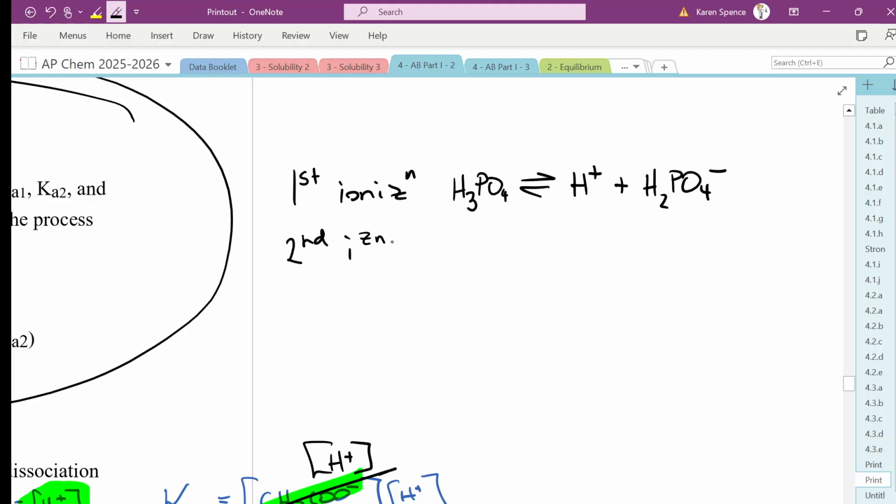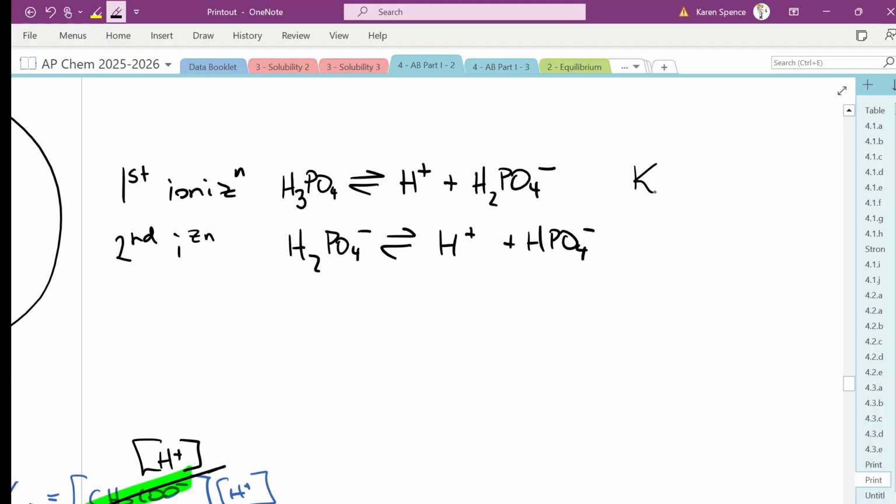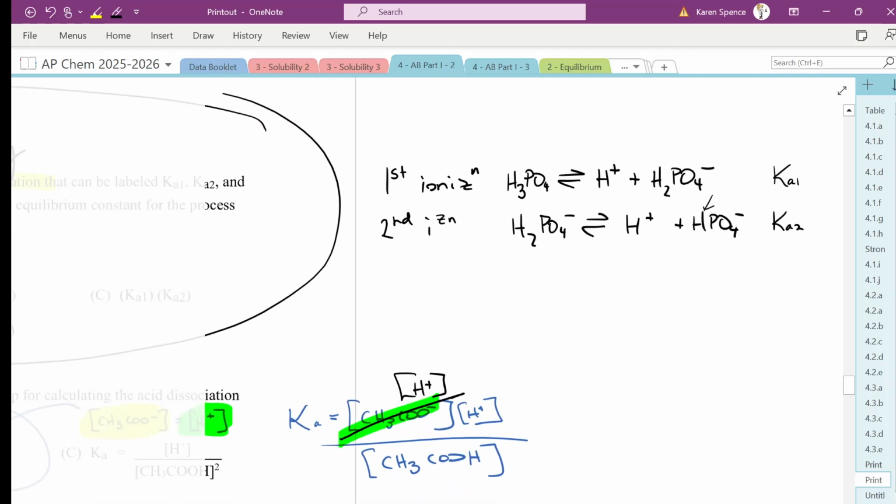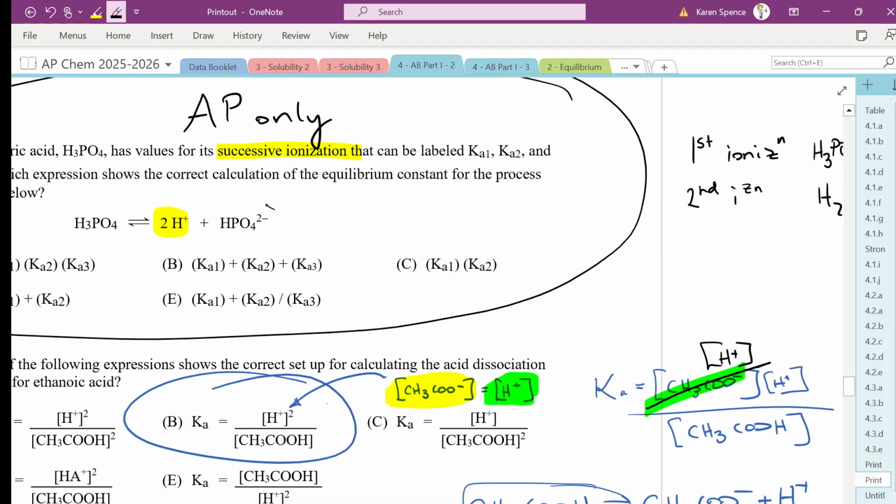ionization is H2PO4- in equilibrium with H+ and HPO4 2-. And this has a value of Ka1. That's the first dissociation. This has a value of Ka2. And if I were to write the third one where I took a hydrogen off of here, that would be Ka3. But I don't really want to do that because as my final product, that's kind of where I end. I only take off 2 of the hydrogens. Okay?